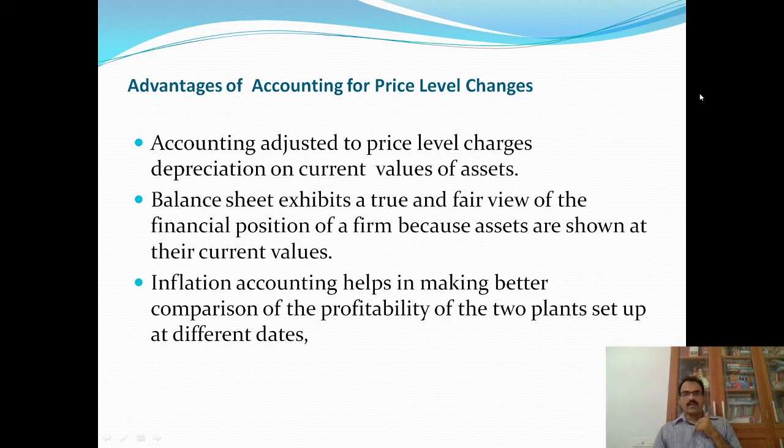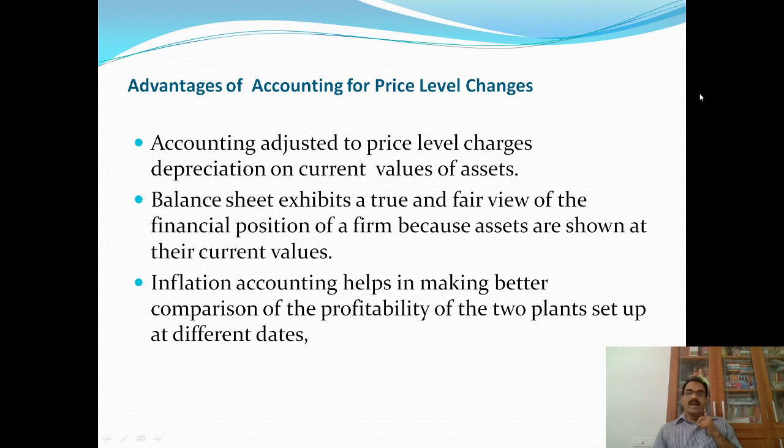Now we are going to discuss the important advantages of price level accounting and then the disadvantages of price level accounting. First of all, advantages. The first advantage is that accounting adjusted to price level charges depreciation on current value of assets. So how is depreciation charged? Based on the current value of assets.